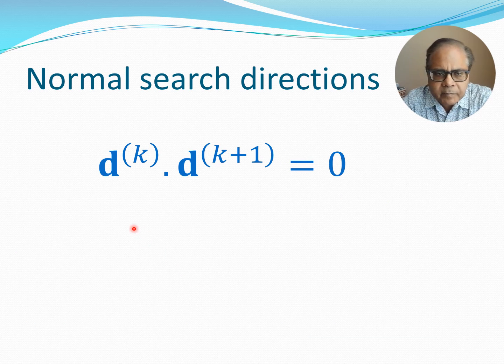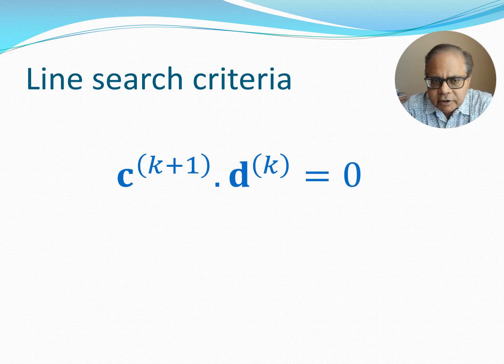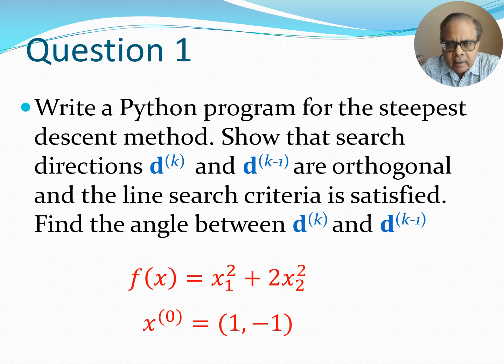Let us look at the mathematical definition as to what would happen if the search directions are normal. So what would happen is that dk dot dk plus 1 would be equal to 0. And of course, you know dk is the search direction at point k. Now the line search criteria would require that ck plus 1 dot dk will be 0. Of course, if you calculate this on the computer, these should be very small numbers. They will not be 0 because there is truncation present on computers. Let us formulate a problem and then check out these particular properties.